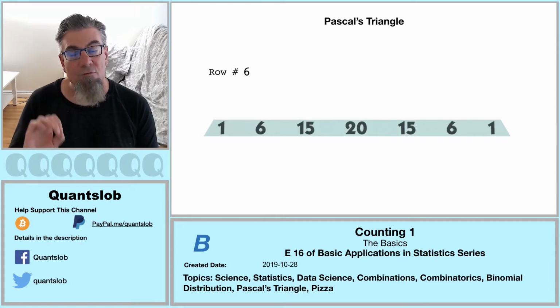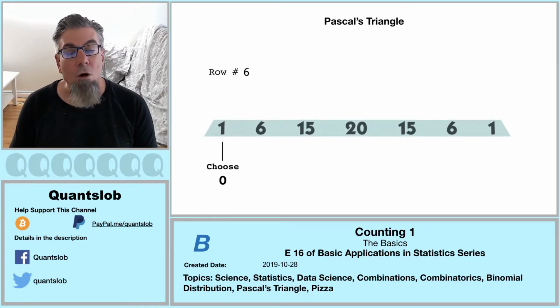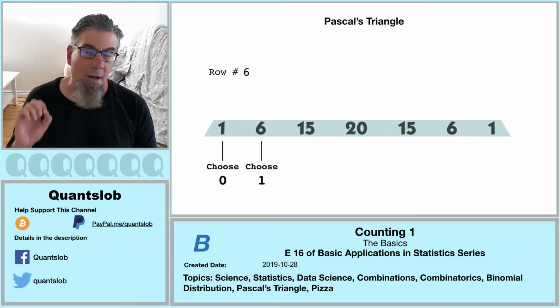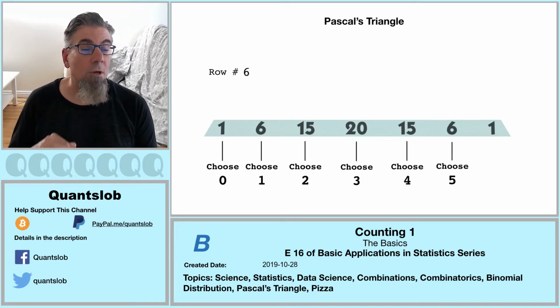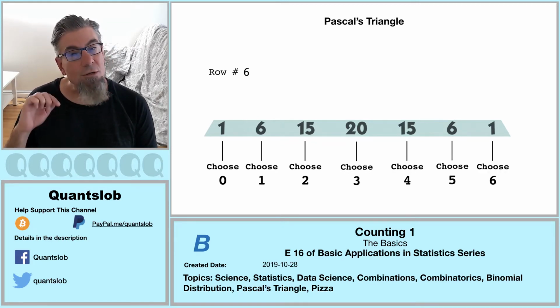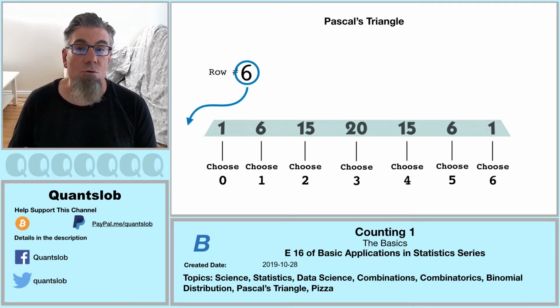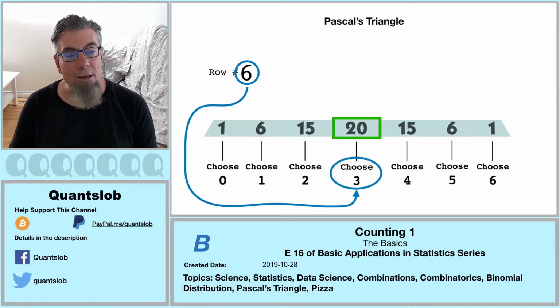Not coincidentally, we're going to focus here on row 6. We'll zoom in on it. We're going to call the leftmost entry here on this row choose none. The next entry, choose 1, and all the way to the rightmost entry, we're going to call choose 6. And so, do you see it? 6 choose 3 right here is 20. This is the result we just derived by counting all of the possibilities.